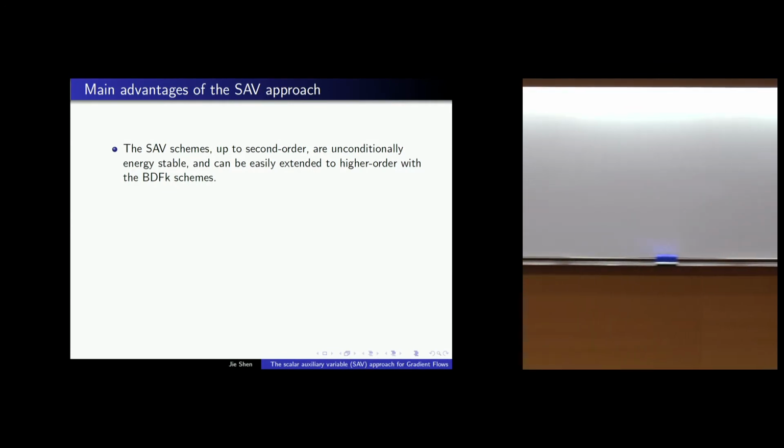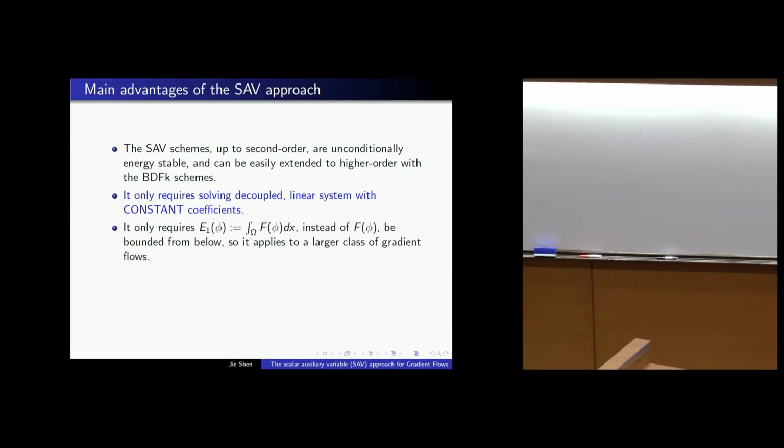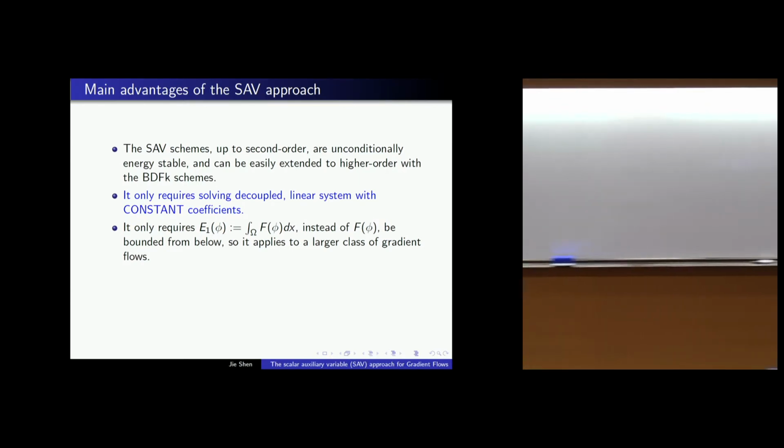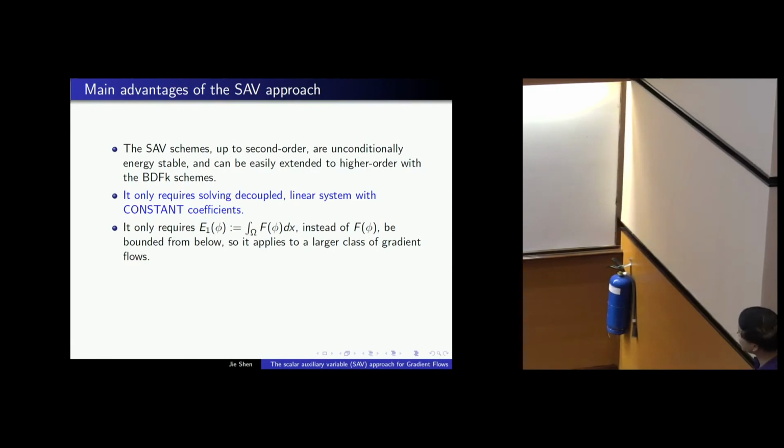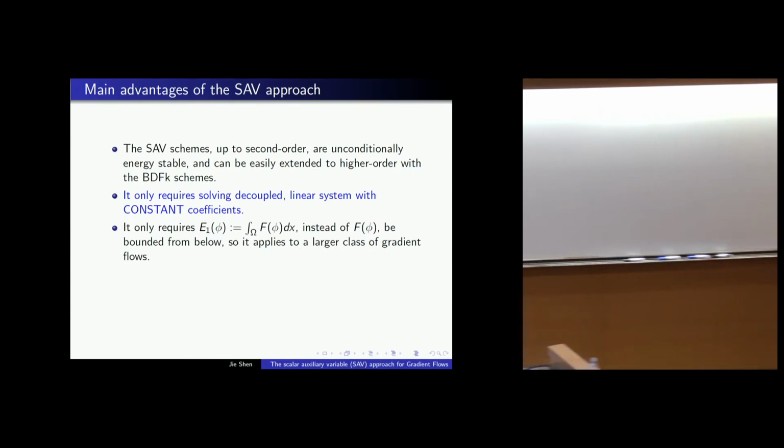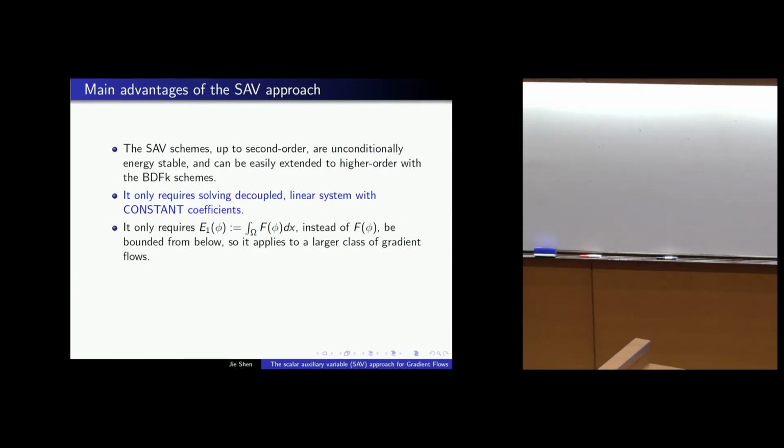Okay, so here are the main advantages, which I'm going to repeat again. Up to second order it is unconditionally stable and can be extended to higher order. It only requires solving decoupled linear second order equations with constant coefficients, so extremely easy to solve. And it only requires the integral of the nonlinear energy density to be bounded from below. So it applies to a larger class of gradient flows in this context.